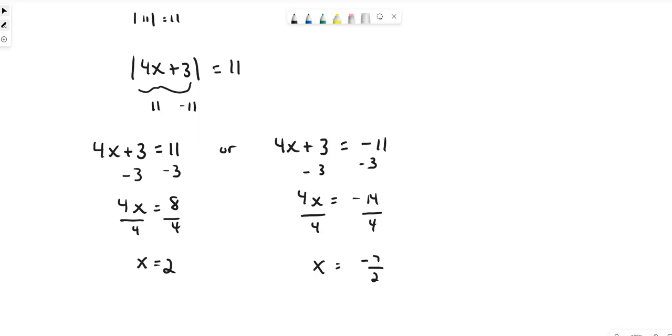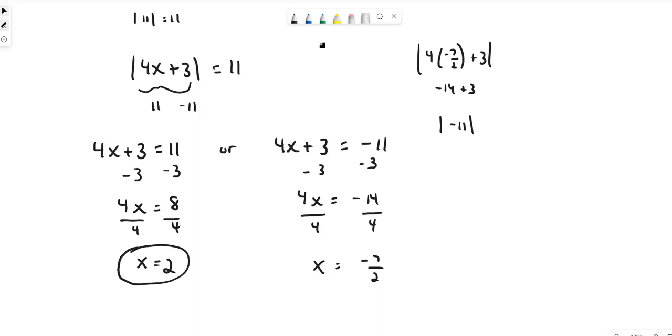See if that works. 4 times -7/2 plus 3. So that gives me -14 plus 3, which is -11, and yes, the absolute value of -11 is 11. So I end up with 2 answers. One of them is x equals 2. The other one is x equals -7/2. Because what's inside that absolute value bracket could be 11, in which case 4x plus 3 is 11, or it could be -11, and that's why I set up both possibilities, and I come up with 2 separate answers.